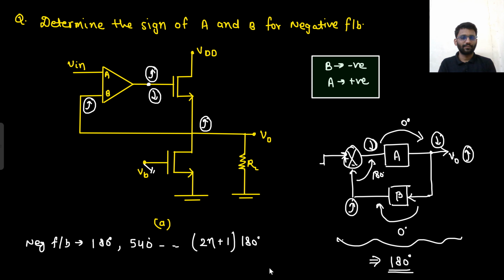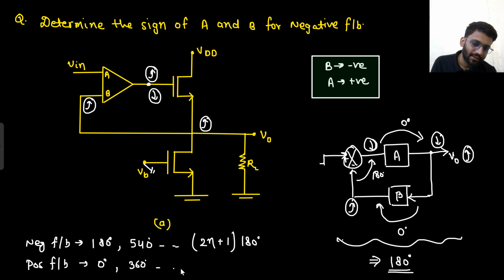Say yes or no. And for positive feedback, there can be 0 degree phase shift, there can be 360 degree phase shift, and so on. So it has to be 0, 360, 720 and 1080. These kinds of phase shift can be there. This is very clear, right?